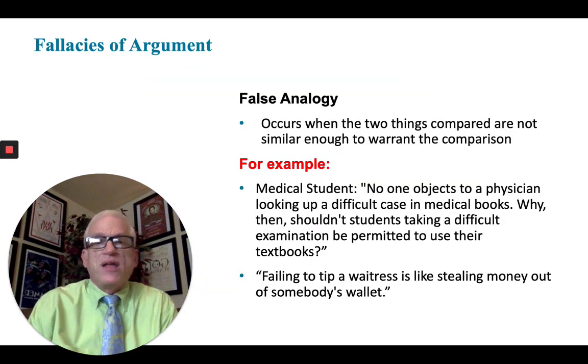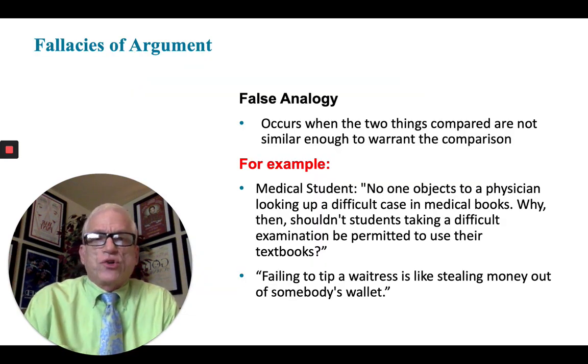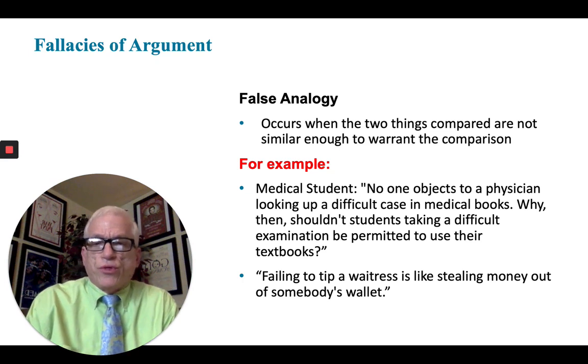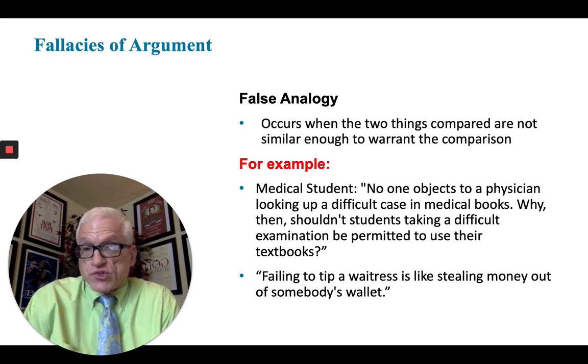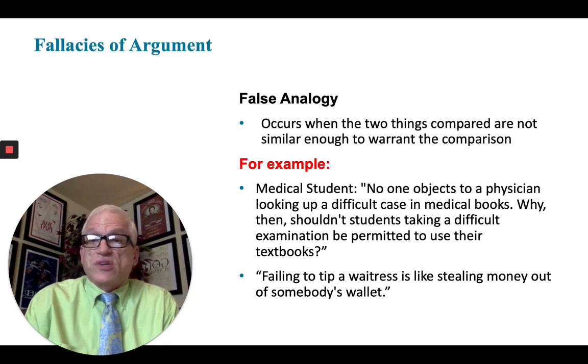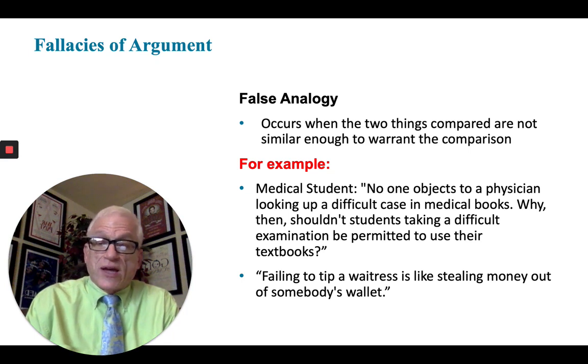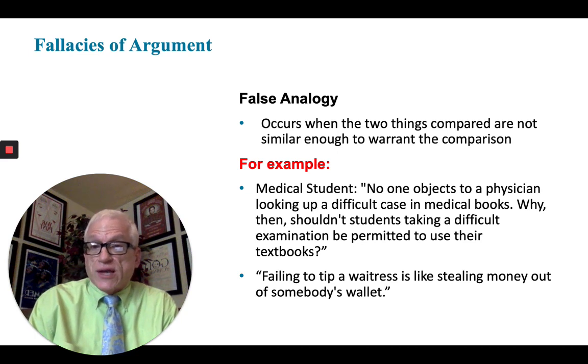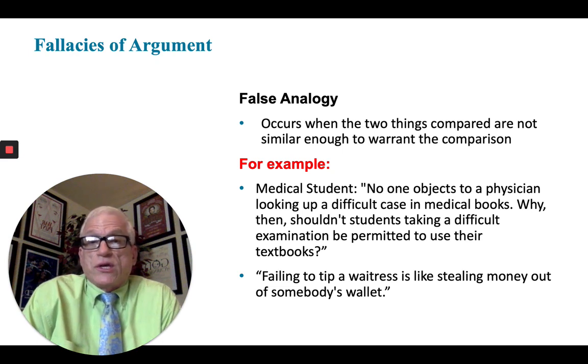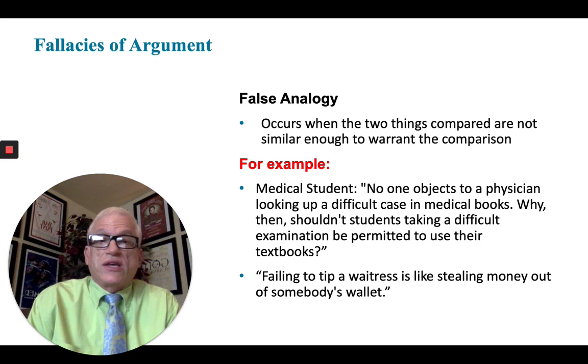The next type, false analogy. This occurs when we try to compare 2 things that we are pretending are similar, but they're really not similar enough to warrant the comparison. In fact, the differences outweigh the similarities. So this becomes a false analogy. For example, a medical student might say, look, no one objects to a physician looking up a difficult case in medical books. Why then shouldn't students taking a difficult examination be permitted to use their textbooks?